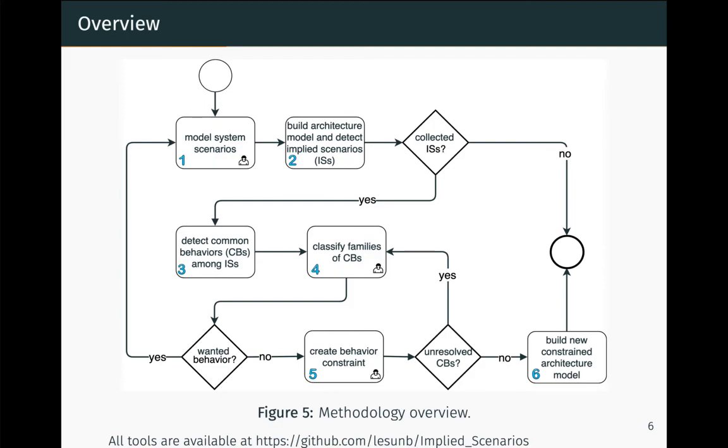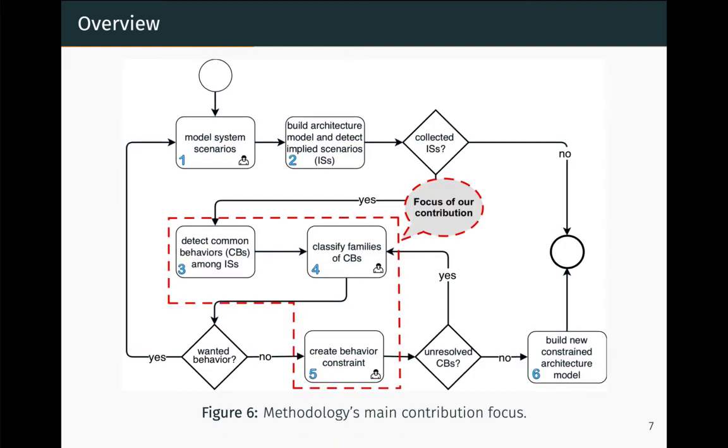And we keep doing this classification and creating constraints while we still have unresolved common behaviors. After we don't have any unresolved common behaviors, we're going to build a new constraint architecture model by taking the original architecture model that has all the possible behaviors, including the unwanted ones, and putting the constraints on top of them. So we're going to restrain the possible outcome of the system and only accept what we actually want.